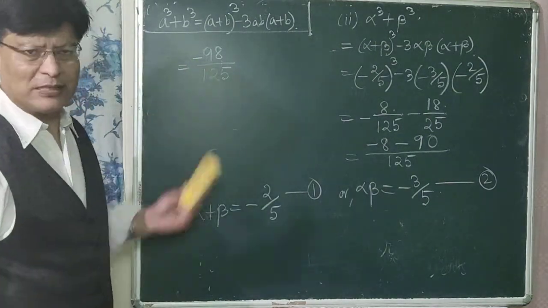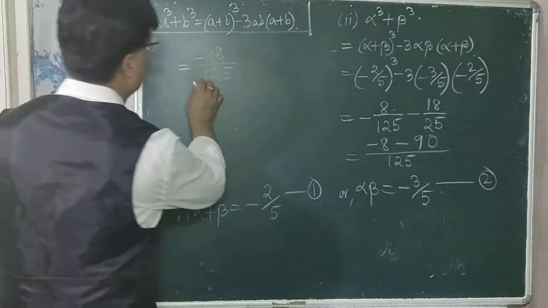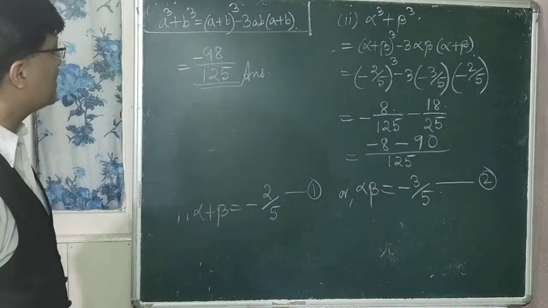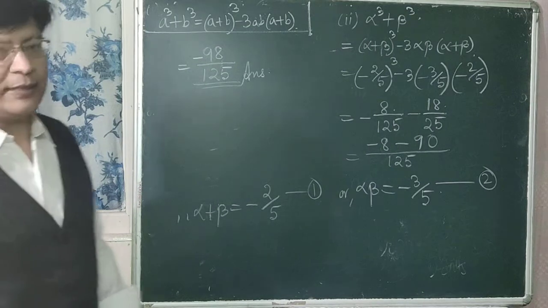So you cannot simplify it further. So this is the answer. The final answer is minus 98 divided by 125.